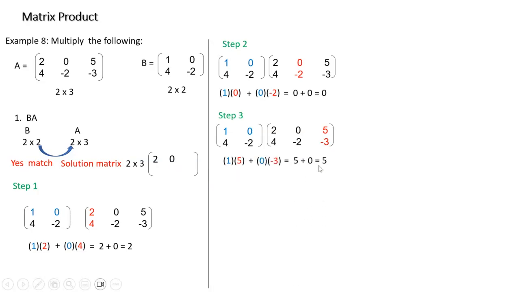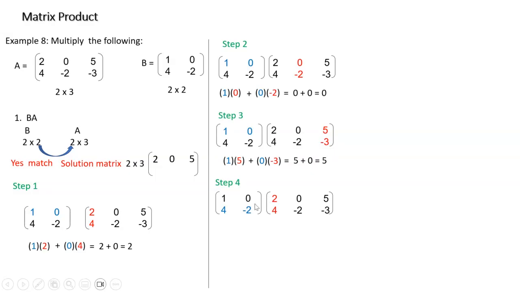The answer will give us 5. So the 5 goes on the first row, third column. Now we go to step 4. If we notice, we're done with the first row times every column of the second matrix. Now we're going to use the second row and repeat the process by multiplying the second row times the first column, second column, and third column.